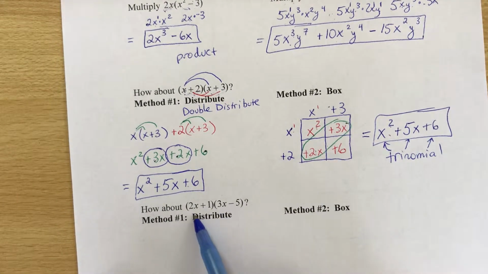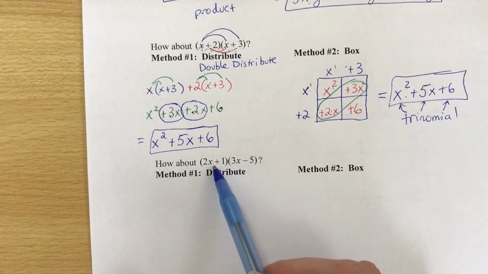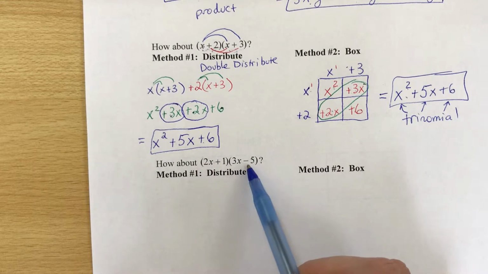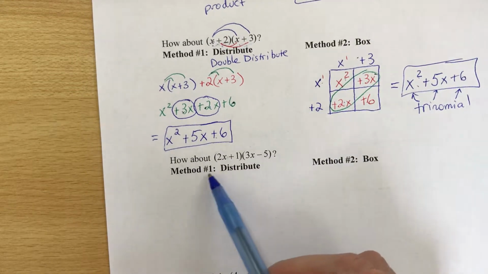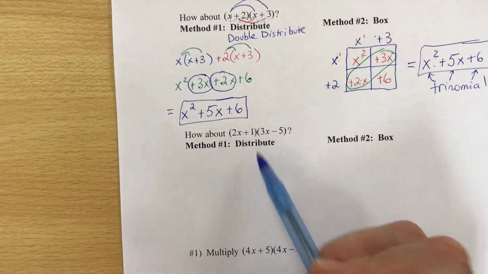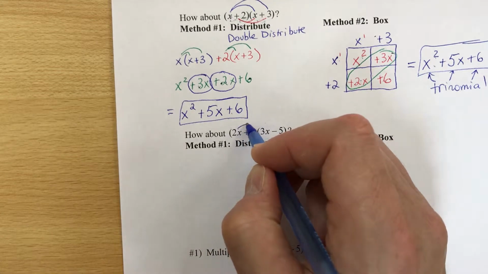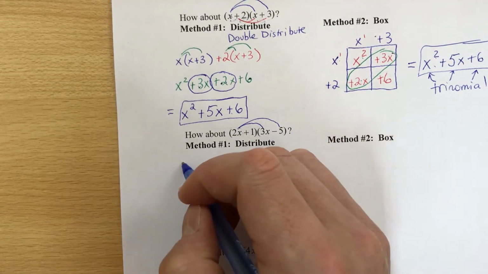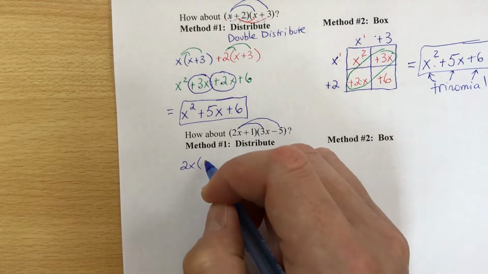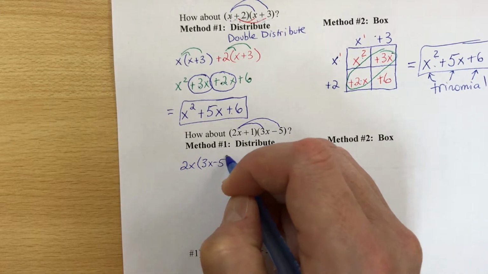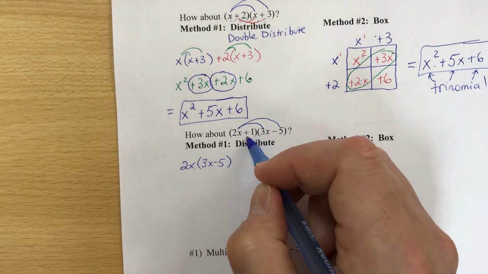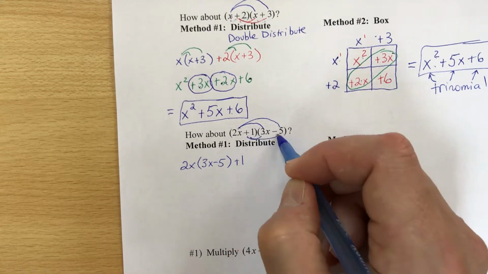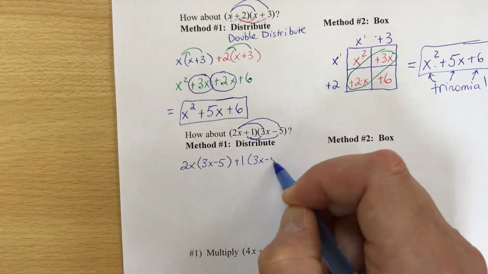All right, let's try another example. Let's do 2x plus 1 in parentheses times 3x minus 5. Okay, so the first way we'll do it is we'll double distribute. So that means that the 2x is going to distribute to the second set of parentheses. So I'm going to write 2x parentheses 3x minus 5. And then this is plus 1, so plus 1 also has to distribute times 3x minus 5.